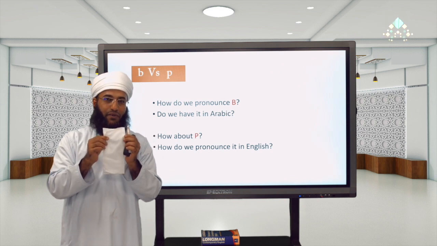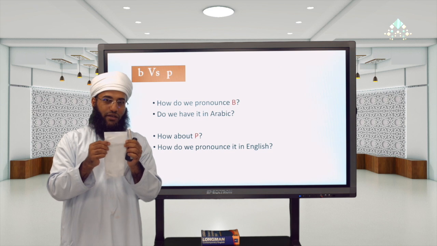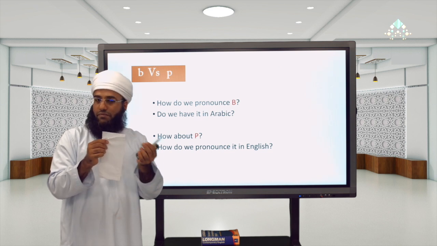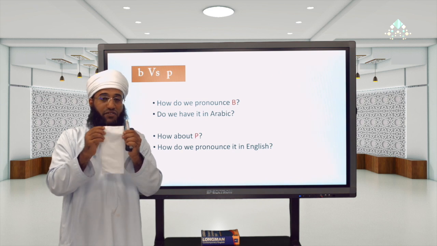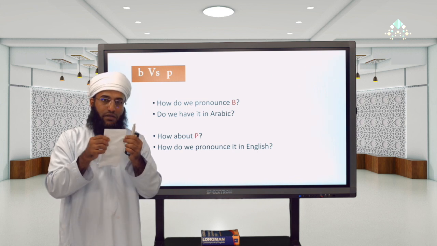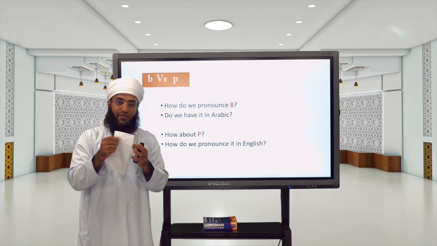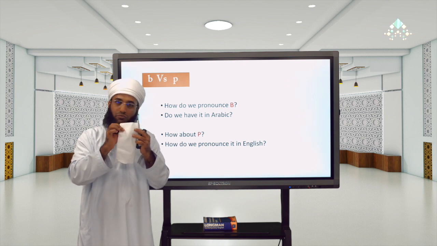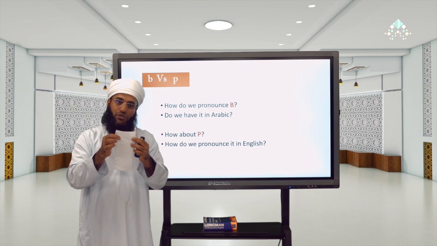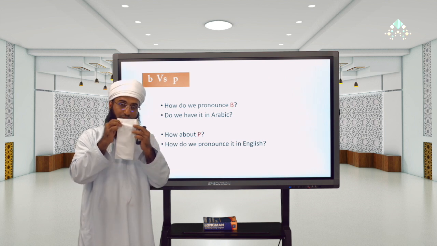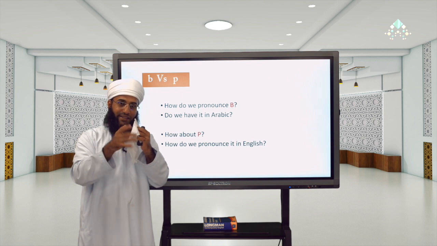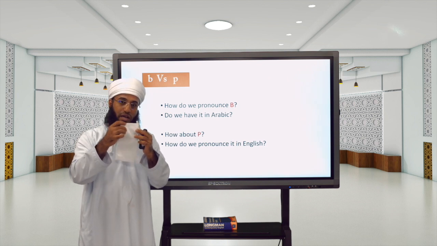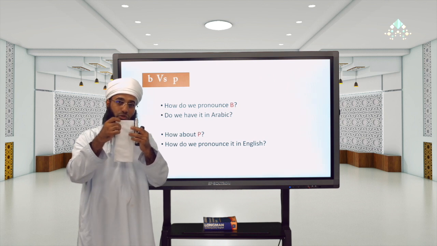Are you ready? 1, 2, 3. Which word? Let's say boy, ولد. Even if I shout boy, what happens? You will see that this piece of paper will not move. But when I pronounce p, you will see that the air will hit this tissue and it will move, and this is the sign of pronouncing this sound correctly.